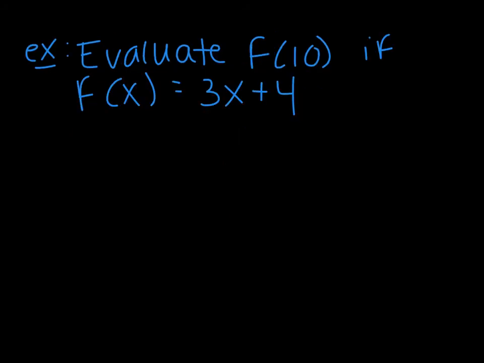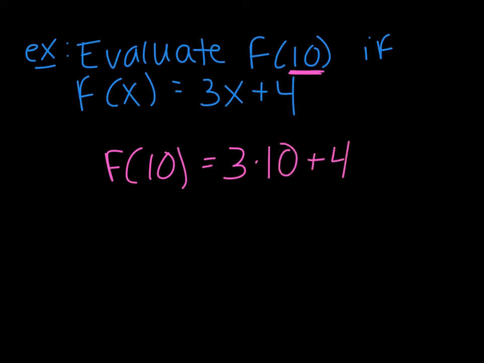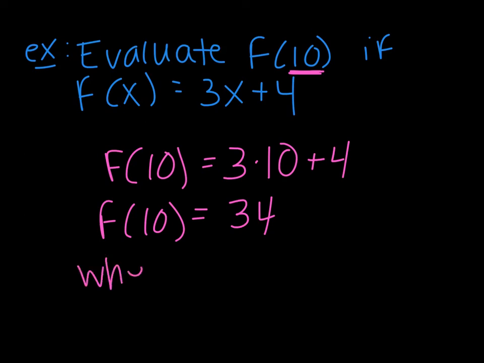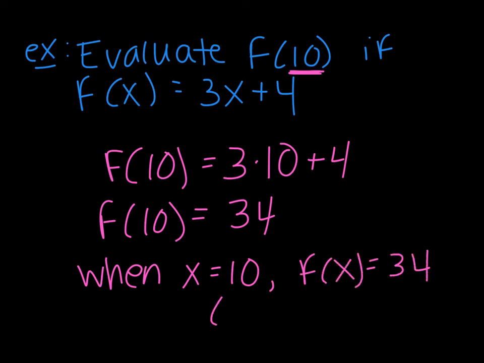So the reason we have function notation is for problems like these. I'm given that f of x equals 3x plus 4, and I'm asked to evaluate f of 10, meaning that 10 is my input. So I'm going to plug 10 in for x. So f of 10 is equal to 3 times 10 plus 4, replacing x with 10. So f of 10 equals 30 plus 4, which is 34. So this tells me when x is 10, f of x is 34. I could think of the point (10, 34) as being on the graph of this function.